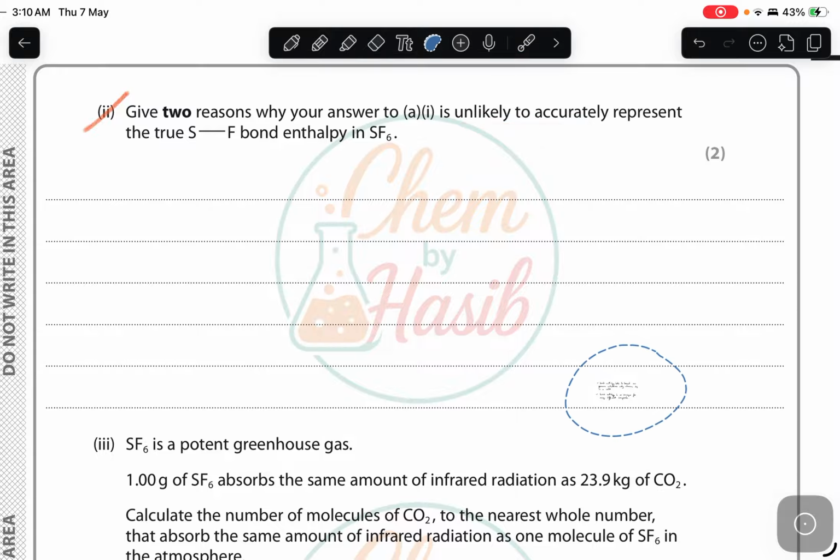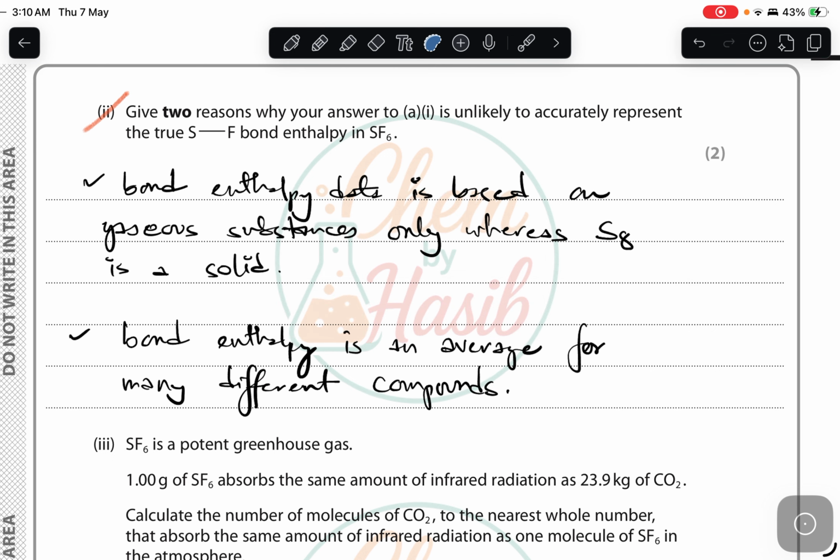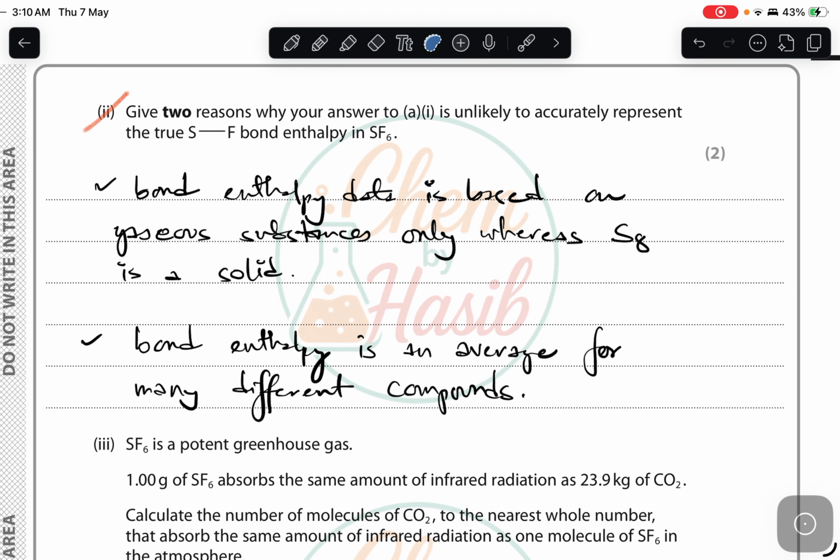So these are the 2 reasons I've already written for you. The one answer is that bond enthalpy data is based on gaseous substances only, whereas S8 is a solid. Bond enthalpy is an average for many different compounds. So these are the 2 reasons why the SF bond enthalpy that we found is not very accurate, or is unlikely to be accurate.